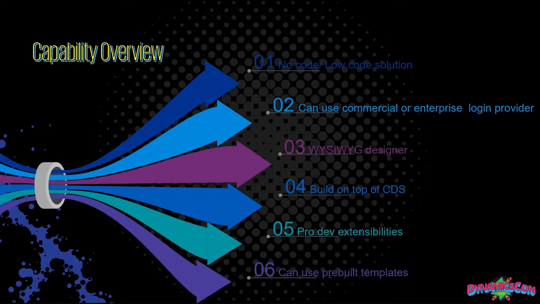It's built on top of the Dataverse, and it will cascade all of the features along with the data, like security, data protection, views, forms, charts, or dashboards. It has pro-dev extensibility and templating capabilities to design complex business processes. Use pre-built templates like customer self-service, partner management, event management, community self-service, or create your own template.